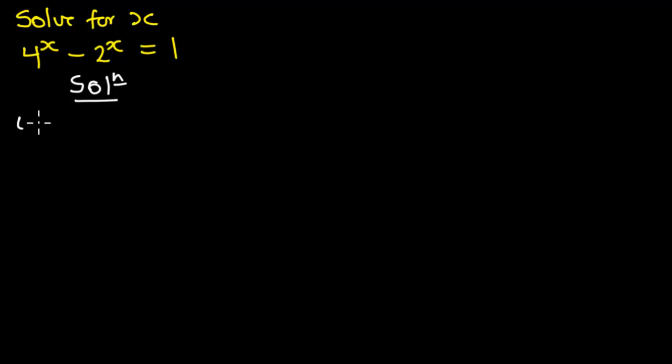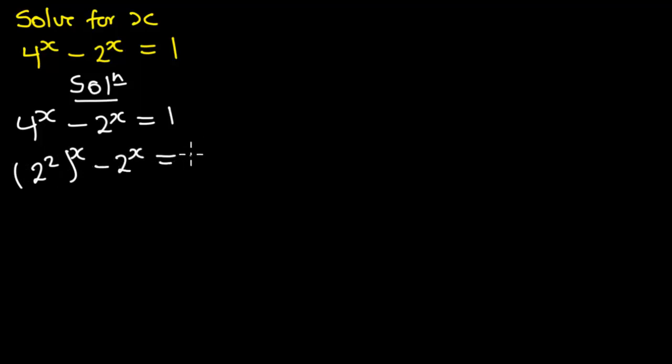Now we're given 4 exponent x minus 2 exponent x is equal to 1. So over here, we can rewrite 4 as 2 to the power 2, all exponent x, minus 2^x is equal to 1. Now from here, we are going to use this property: when we have a to the power m, all exponent n, this is the same as a to the power n, all exponent m. We can interchange the exponents. So you are going to interchange the exponents over here as well.